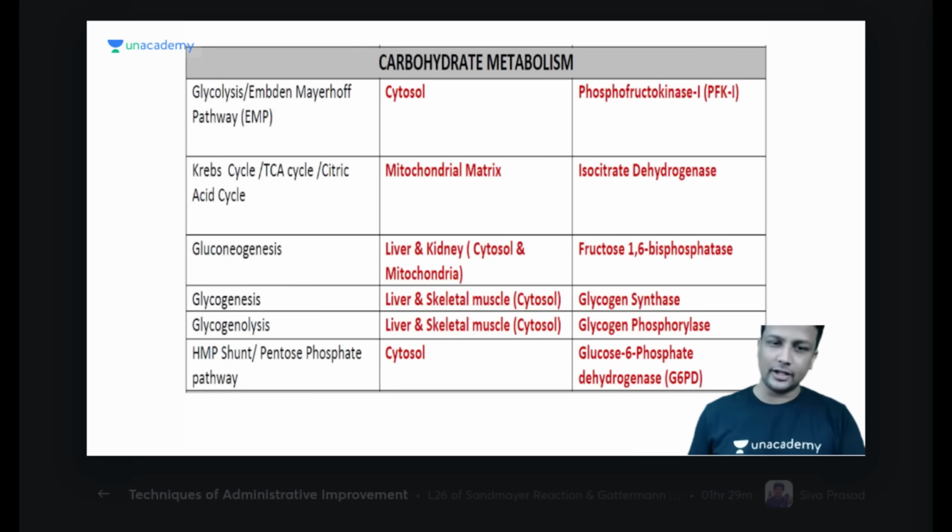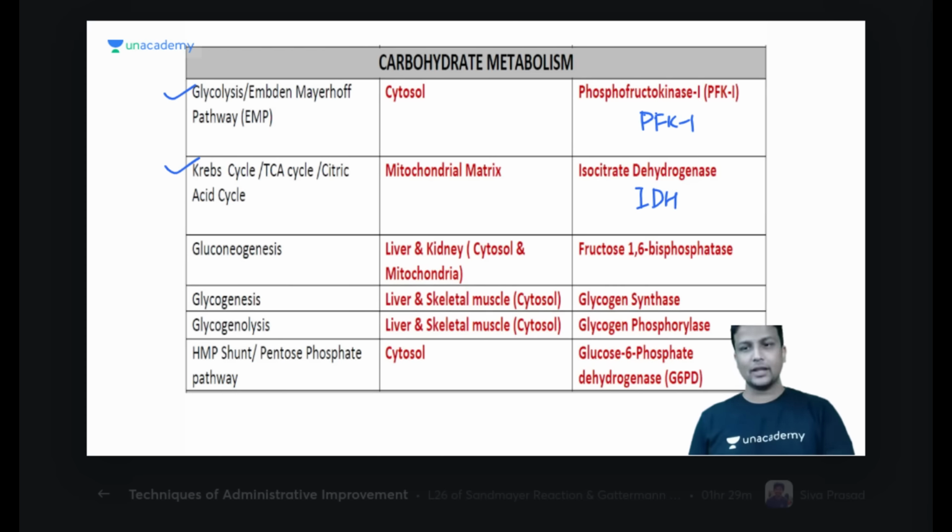Glycolysis, today I taught you in the very beginning. I told you already, in glycolysis the rate limiting enzyme is PFK1. We already know about this one, no need to worry. Krebs cycle, we already know it is isocitrate dehydrogenase. We have learned that one, guys. And HMP shunt, already I told you it will be G6PD.